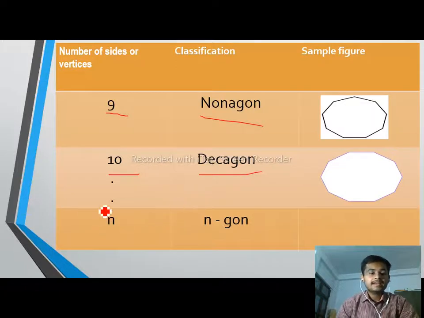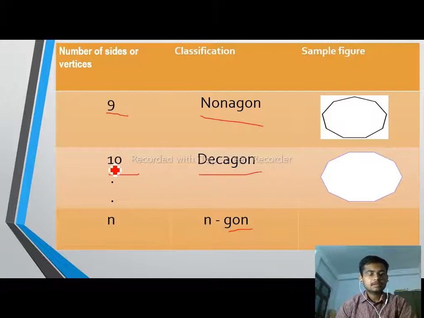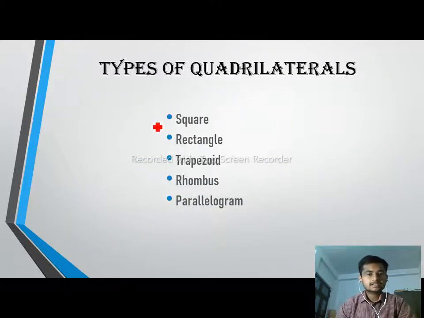When the number of sides increases, the suffix n is added to the prefix gon, and that is why it is known as an n-gon. Like here the number of sides is 10, so it is known as decagon, since dec means 10. N means n-gon. As I've already discussed the two types of quadrilateral, that is square and rectangle.